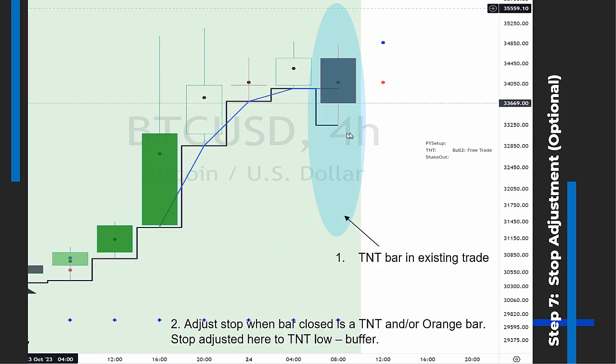While you're in the trade as the blue line is proceeding forward, if you get an orange bar of TNT, at the end of that bar, you could adjust your stop. So if you had your stop at break even, a red dot, when this TNT came in, I can now change my stop from there to the TNT low minus a couple of points, which is a buffer. So I will stay in this trade until the blue line disappears or it gets to my stop, which would be right here now.